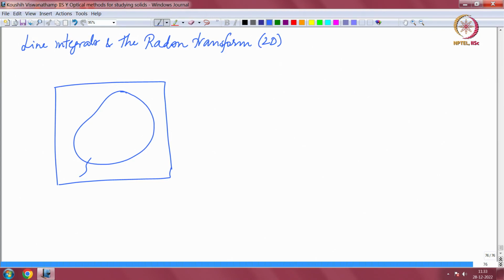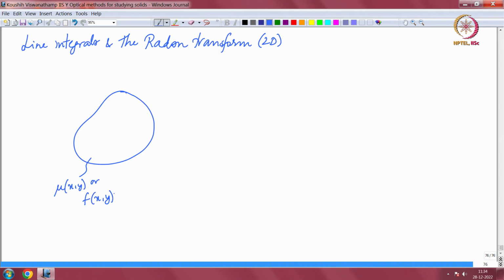There is some variation in f or mu, and mu of x y is non-zero inside this shape and it is 0 everywhere else, right. So, we want to be able to reconstruct this shape from a series of projections. So, I will leave out this bounding area because it is all 0 there. So, this is our field mu of x y. We will actually refer to it as f of x y, okay, just so that we can relate back to the Fourier transform. Good. Okay. So, when you take a projection, let us now draw some axis for concreteness.